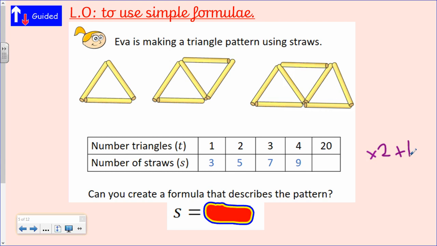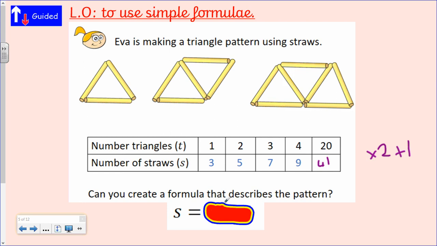So we just need to check that that works. 3 times by 2 is 6, add 1 is 7. 4 times by 2 is 8, add 1 is 9. So 20 then, times by 2 is 40, add 1 would give us 41.